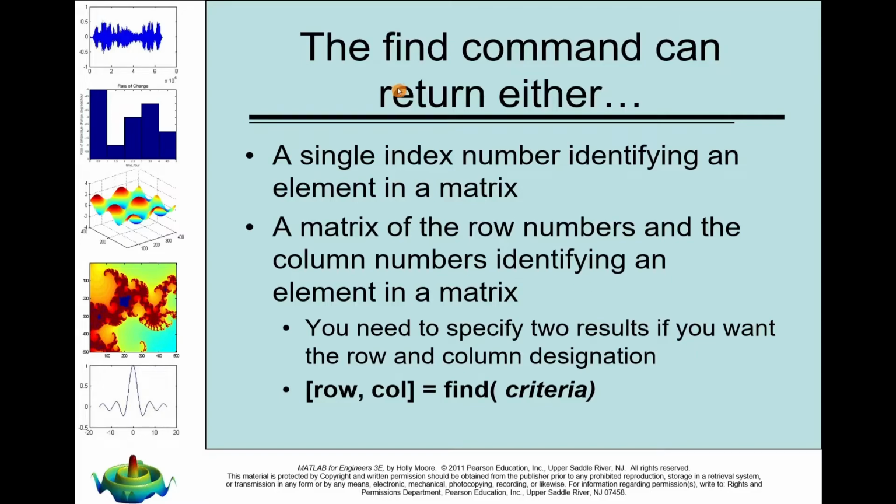Okay, what if you have a matrix of row and columns, and the column numbers identifying an element in a matrix. Okay, so you need to specify 2 results if you want the row and column designation. Okay, this is the syntax how you can specify 2 results, because when using find command, you hanya akan dapat result dia as satu je, single index number.